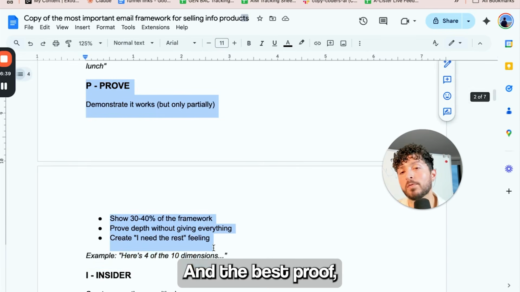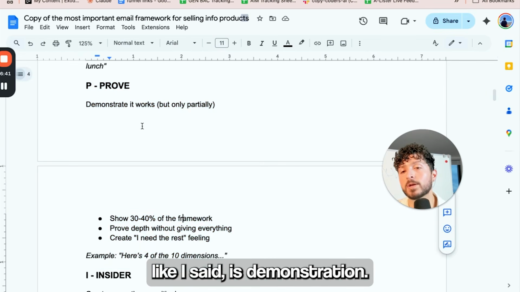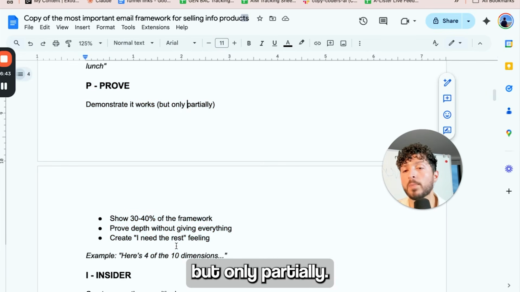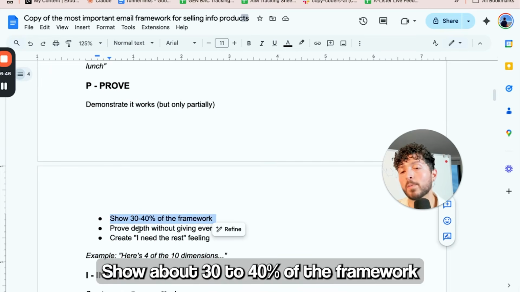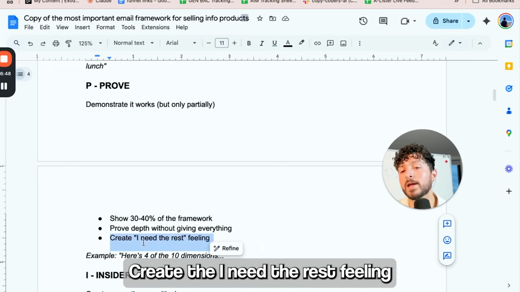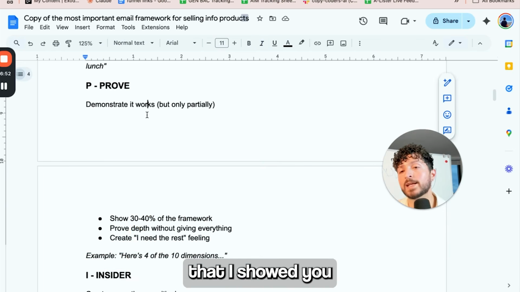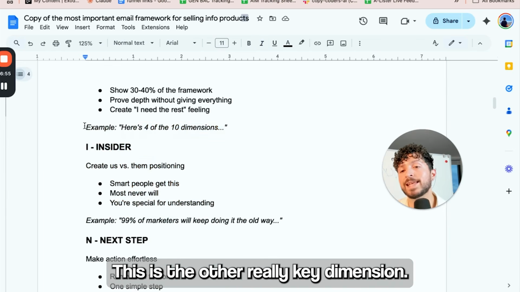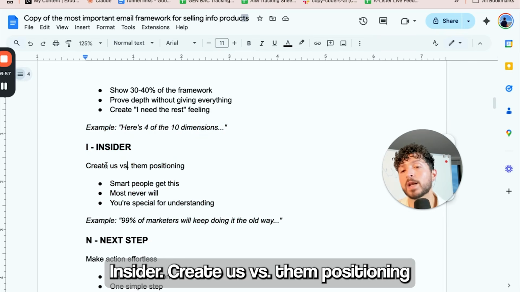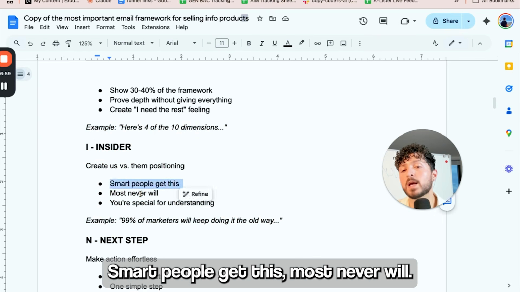Next thing you do is proof. And the best proof, like I said, is demonstration. So you just demonstrate it works, but only partially. Show about 30 to 40% of the framework, provide depth without giving everything, and create the I-need-the-rest feeling. Just prove it. Okay, and you can use some of the techniques that I showed you, and that makes people really want it. This is the other really key dimension. Insider: create us-versus-them positioning. Smart people get this. Most never will.